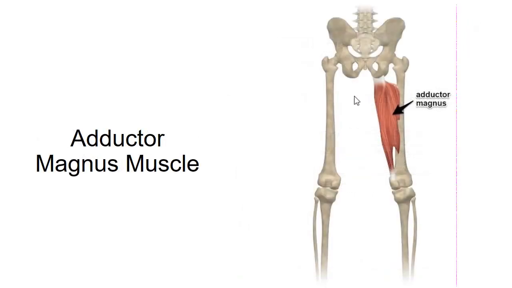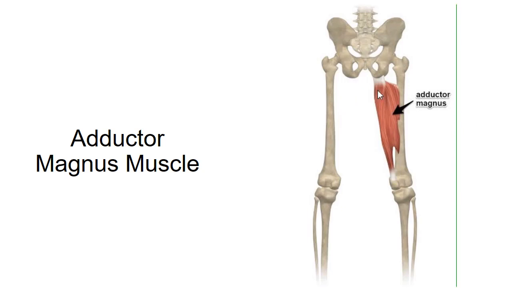The next muscle in the adductor group is adductor magnus muscle. It is the largest and most powerful among the adductor muscles. It is most posterior muscle in this group. It has two parts, which are adductor and hamstring parts. Both these parts of adductor magnus muscle have different attachments, nerve supply, and actions.